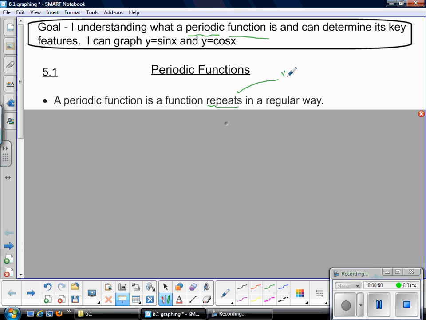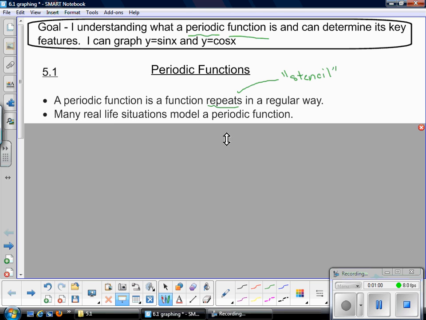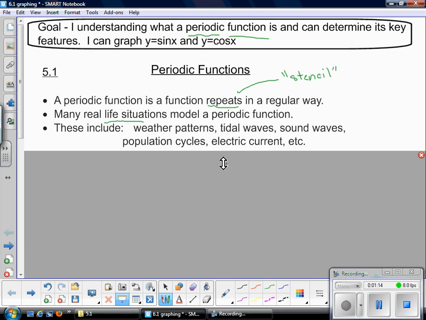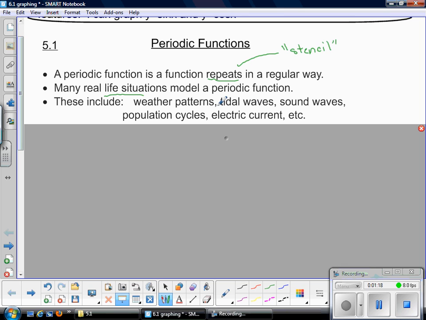Some people like to think of it as a stencil, and I'll use that analogy a little bit later on as well. The reason we study periodic functions is that they model a lot of real life situations. Whether you're going to see them or not will depend on what you do with your life after high school. Some of these real life situations include weather patterns, because it repeats.